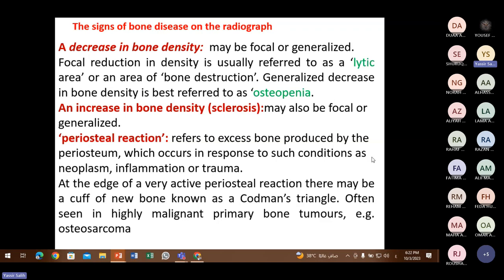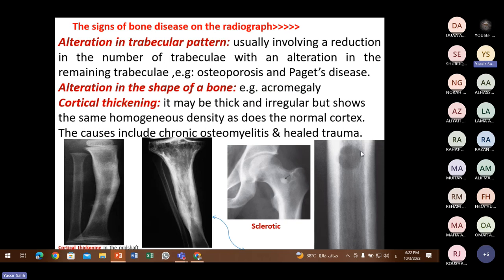And when there is an increase in bone density, we call it sclerosis. Also it may be generalized or focal. If generalized, we say generalized increased bone density or generalized sclerosis. If there is a certain small area involved by this increased bone density, we say there is focal sclerosis, or focal increased bone density. Okay, let us clarify this on the image. So how to describe this?